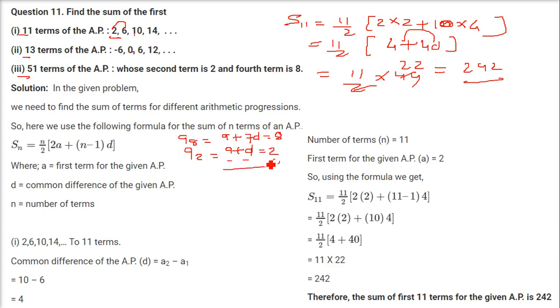So let us solve this. Subtract: 7d minus d is 6d, and 8 minus 2 is 6. So d is going to be 1. So d is known. Let us put it here. That is a plus d equal to 2. So a plus d, which is 1, equal to 2. So a is going to be 1. 2 minus 1 is 1. A is 1 and d is 1.